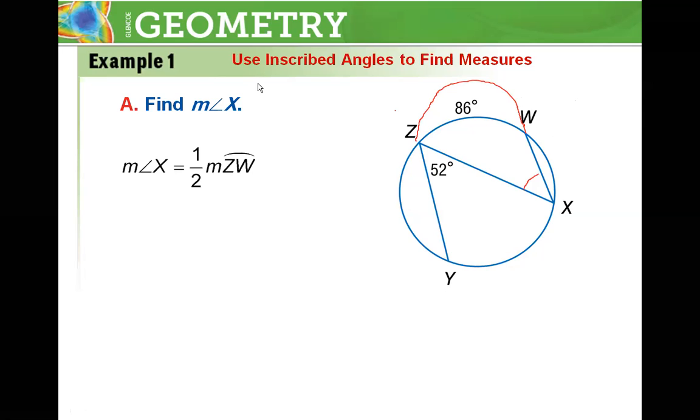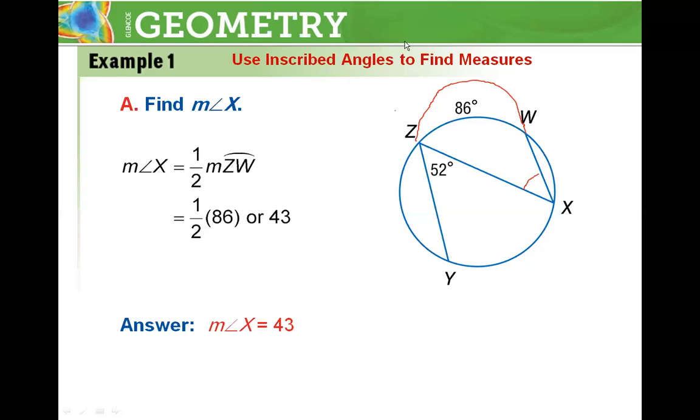So the measure of angle X is equal to half the measure of the arc ZW. And half multiplied by 86 equals 43. So the answer is 43.